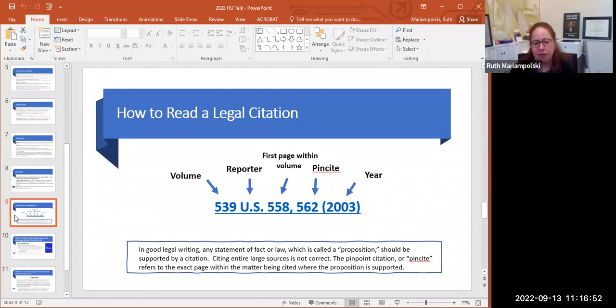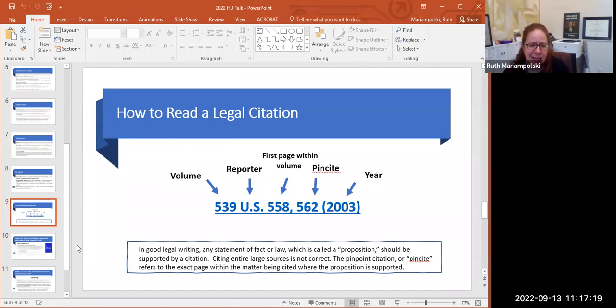So here are the parts of a Supreme Court legal citation. The first number is the book volume. Remember I showed you how they're bound in books. That's the book volume, 539. The reporter is the little code in the middle. You always want to choose US if it's available because it's the official reporter, but you might see slip op or you might see SUPCT.